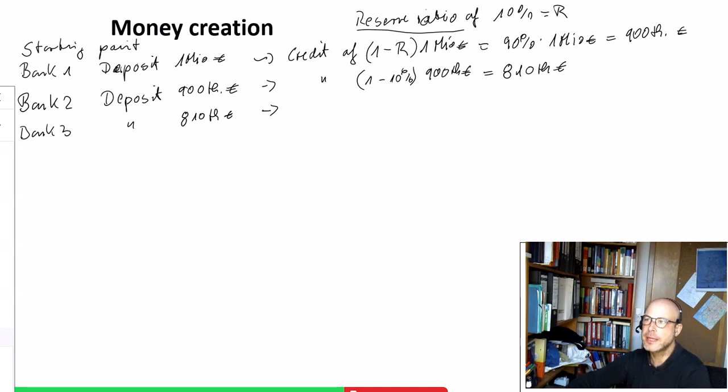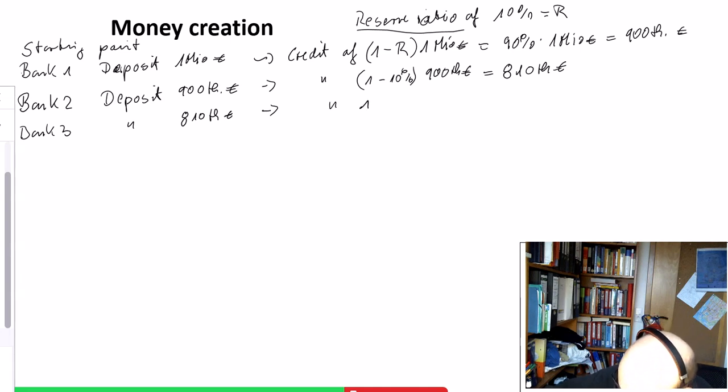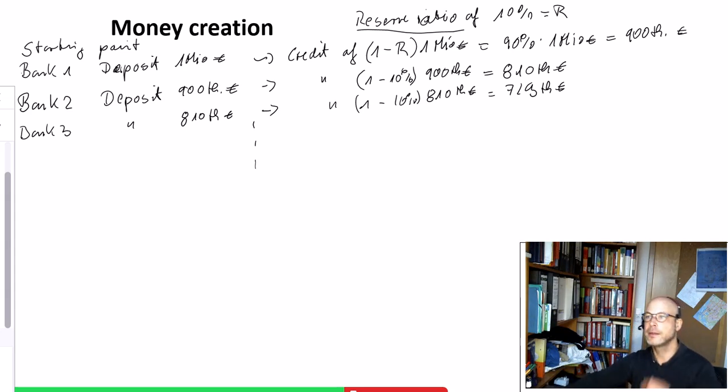Again, we assume the same ratio, 729. Great. So 1 minus 10% times 810,000 euros equals 729,000 euros. Well, and this process goes on and on and on. Well, and now we can say that all these deposits together represent money.